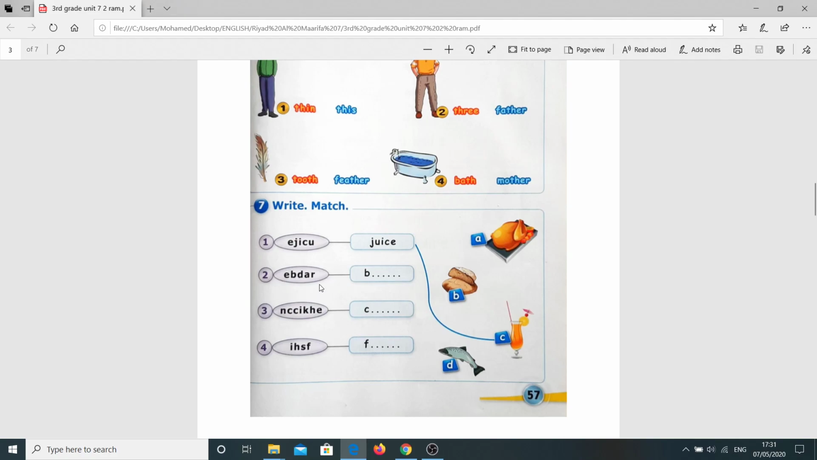Number 2, it doesn't make any sense. The correct word is bread. Very good. Then we need to write here bread and match to picture B, bread. Number 3, this word doesn't make any sense. Chicken, excellent. Then match to picture A, chicken. Number 4, fish, excellent. Then match to fish.